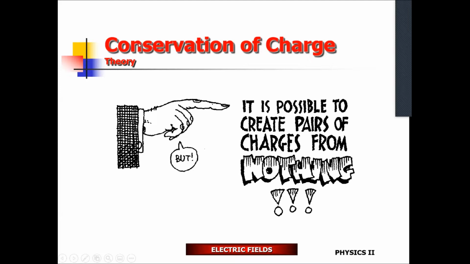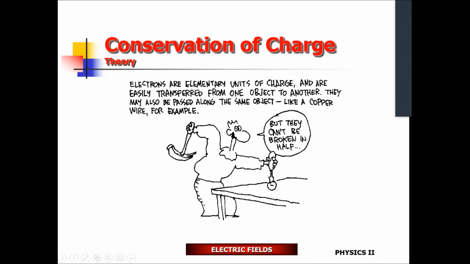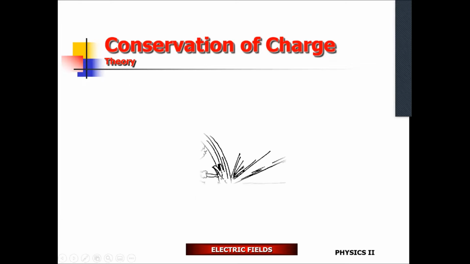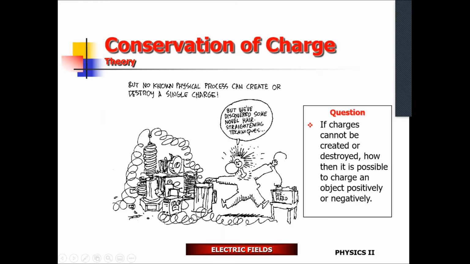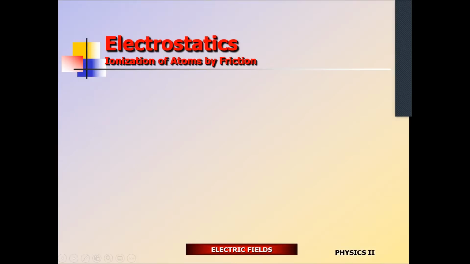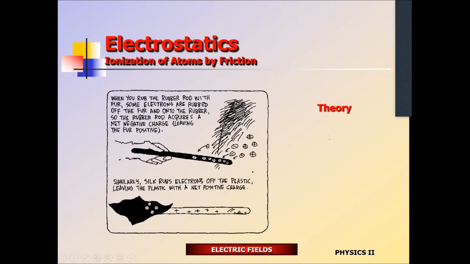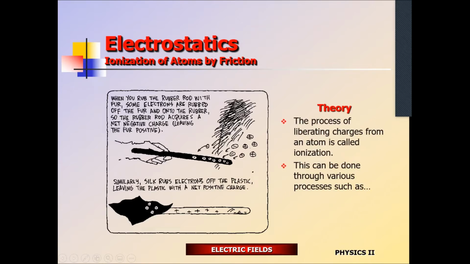Charges cannot be created or destroyed. This is known as the conservation of charge. Smallest negative unit charge that you can think of is an electron. So you cannot take an electron and break it into something smaller than itself. All right, if the charges cannot be created or destroyed, how do we charge something up positively or negatively? All right, so the process of charging something up positively or negatively is known as ionization. All right, so the term implies that you're stripping electrons from atoms. You do it through friction, you do it through heat, or you can do it through light.